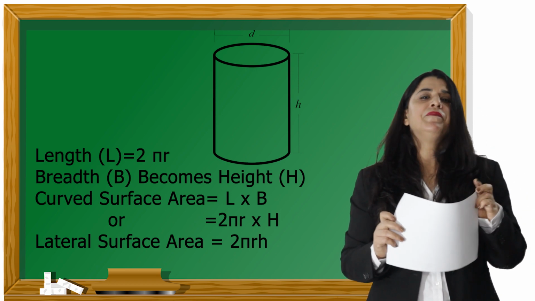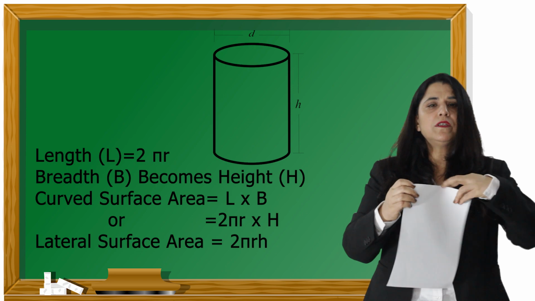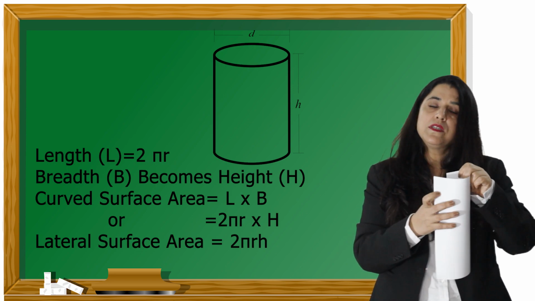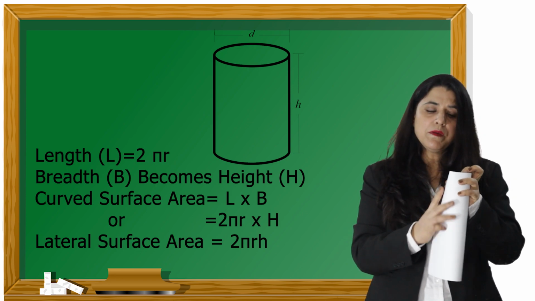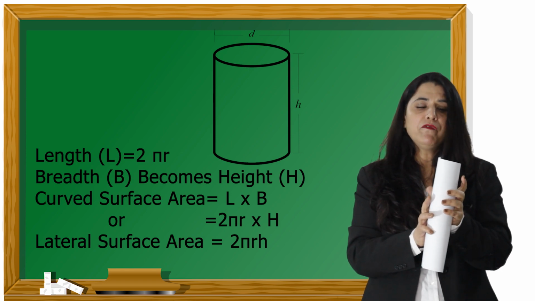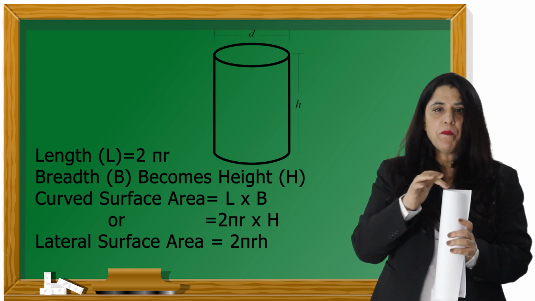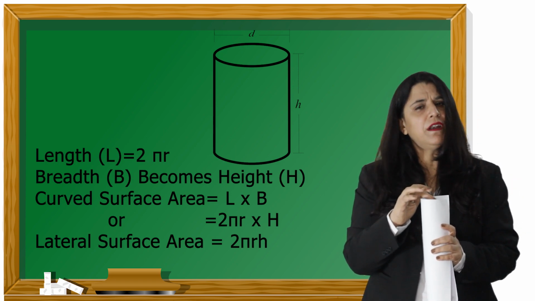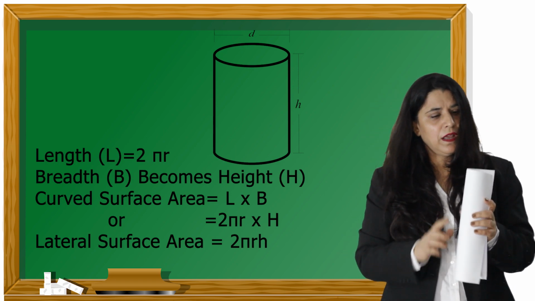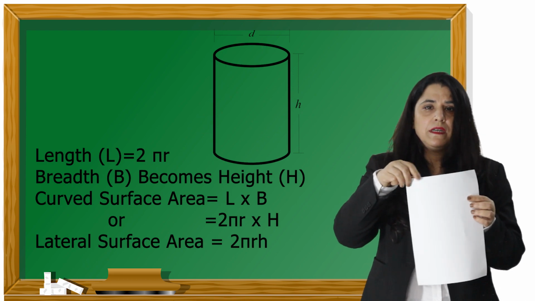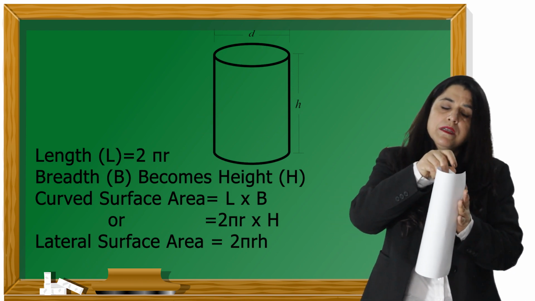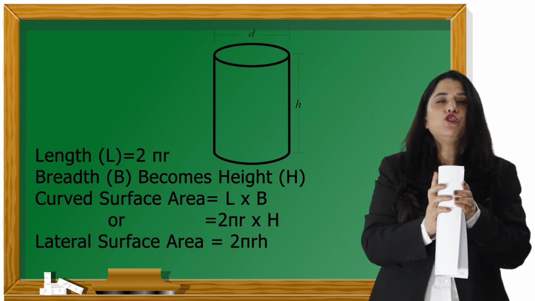Okay, children? Now coming to, if I fold this across the width, across the breadth, again it takes the shape of a cylinder. You can see as it is here, it will take the shape of a cylinder with a different radius and a different height. Now the breadth becomes the circle, and 2 pi r.